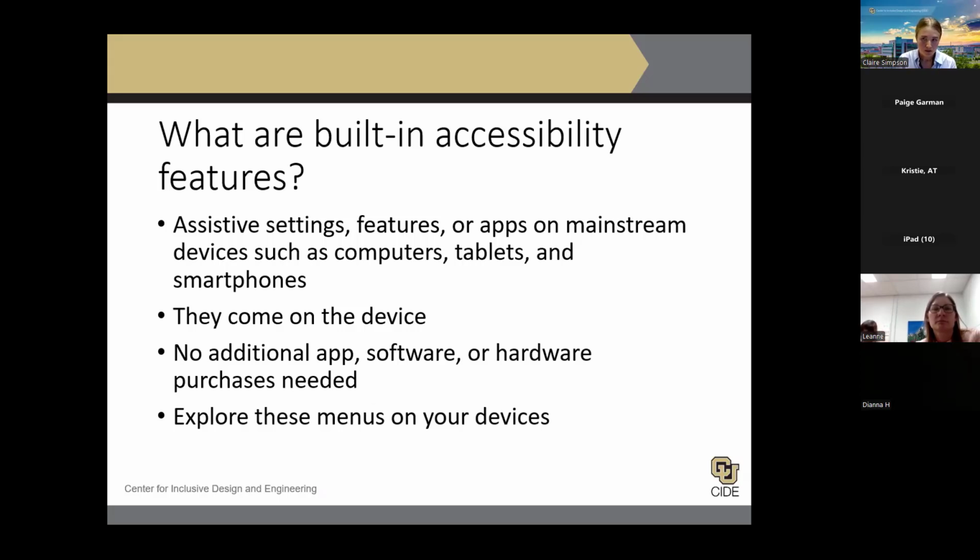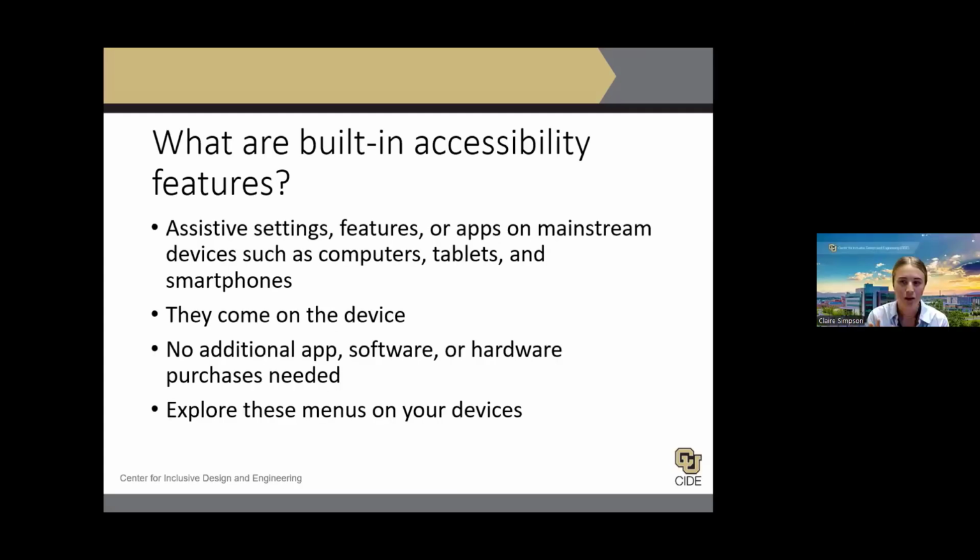So examples of built-in features that have been around with iOS for a long time include Zoom, VoiceOver, voice control, assistive touch. There are many. Typically, these are found in your device's settings menu in an accessibility submenu. We're going to focus today on the iPad, but many of these features are available on other kinds of tablets, computers, and smartphones. Or if they're not available on other devices right now, it's possible that they may be very soon.